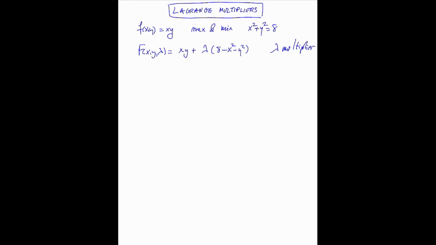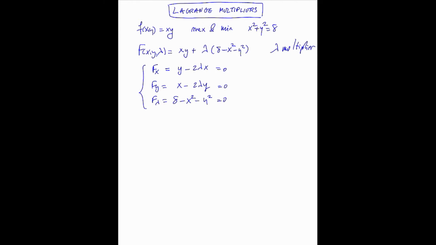And we solve it as usual. The partial derivative with respect to x is y minus 2 lambda x. The partial with respect to y is x minus 2 lambda y. And the partial with respect to lambda is 8 minus x squared minus y squared. Both are equal to 0.